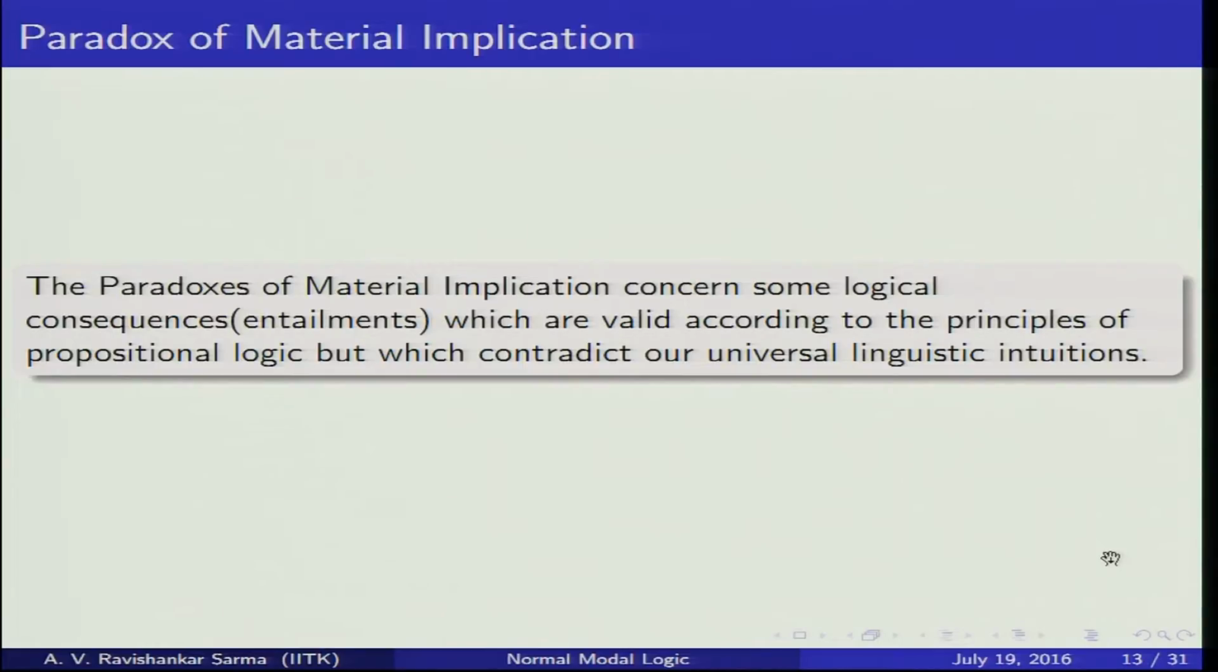So you have a valid argument, but your conclusion is not acceptable to you. So the paradox of material implication concerns some logical consequences or entailments which are considered to be valid according to the principles of logic, propositional logic here, but which contradict our universal linguistic intuitions. It goes against our intuitions.